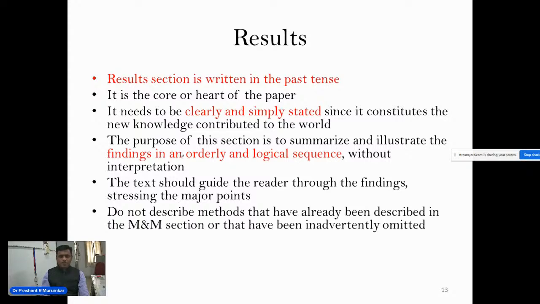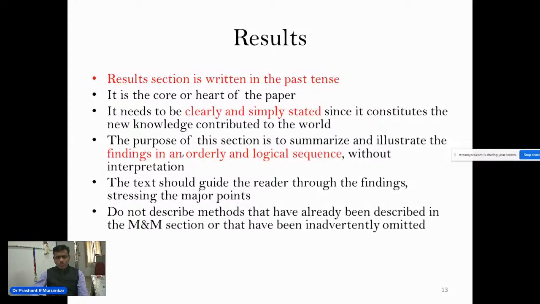Now, what is the purpose of this results section? You are supposed to summarize and illustrate the findings in an orderly and logical sequence without interpretation. Don't interpret here. Whatever results are there, you need to present here as they are. You are not supposed to interpret in this section particularly. We will check in the later section where the interpretation part can be done. The only thing is that whatever results and output are there, you can write here as they are.